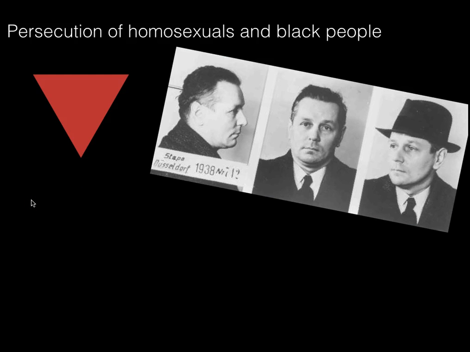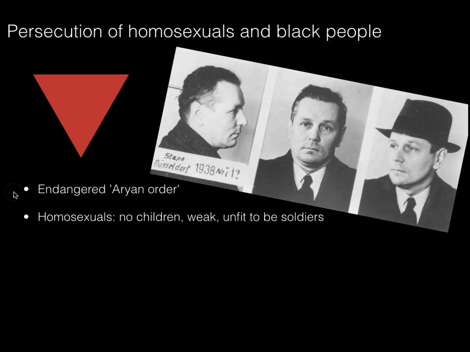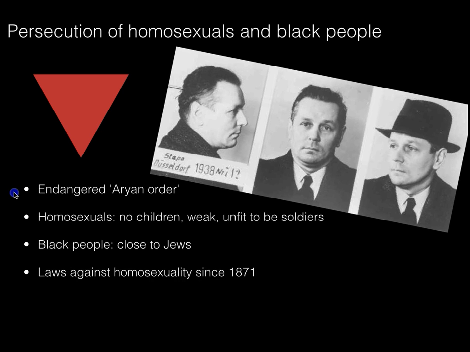Homosexuals and black people were also subject to persecution by the Third Reich, by the Nazis. They were seen as endangering the Aryan order, which Hitler and the Nazis wanted to establish in Europe. Homosexuals were persecuted because they were seen as not producing children, and they were seen as being weak and unfit to be soldiers. Black people were seen as being close to Jews in this racial hierarchy that the Nazis had, with the Aryans at the top.